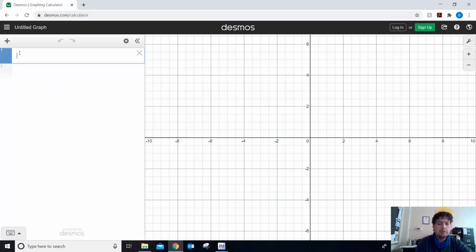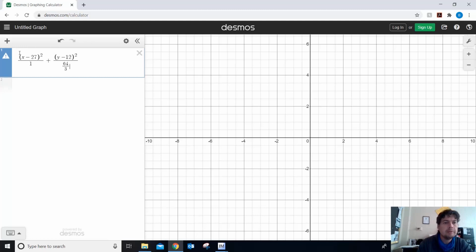The equation that I wrote was x minus 27 all squared, sitting over 1, you can show that if you want, plus y minus 12 all squared. That guy was sitting over 64 thirds. And I put plus, and plus isn't right, is it? Did it again. Hyperbola is about minus, and that equals 1.